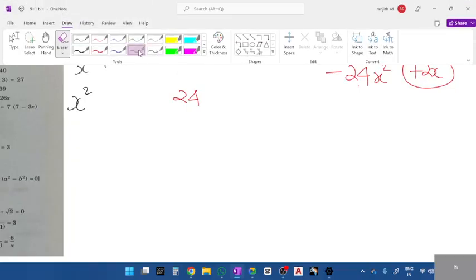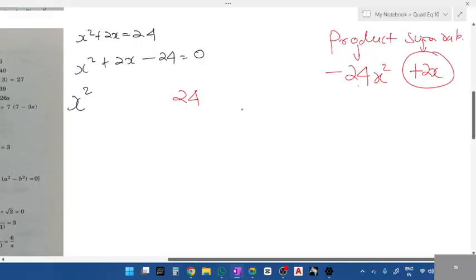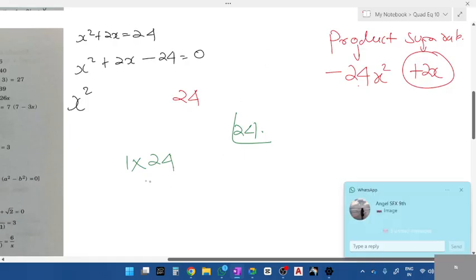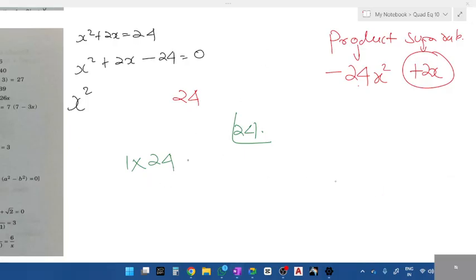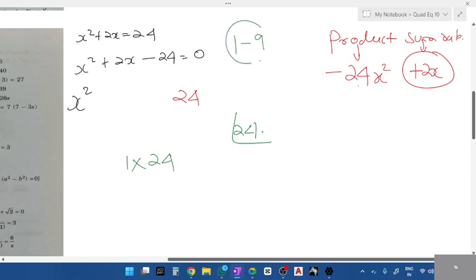Minus 24x² is given. Find the factors of 24, students. How do you find the factors of 24? 1 into 24. Next, go with 1 to 9. Divide 1 to 9 all by 24. 1 into 24. Next, 2 into 12. Next, 3 eights are 24. Next, 4.